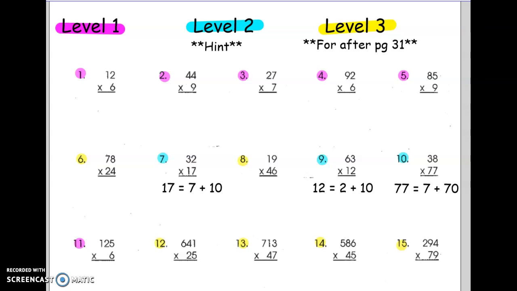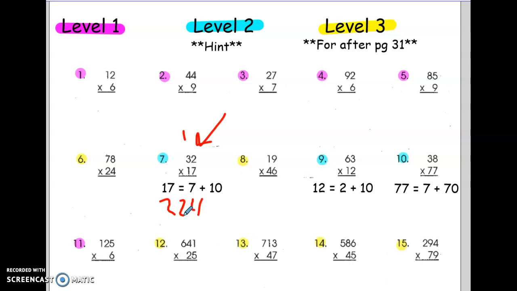All right, so I'm looking at number 7 right now. Are you looking at number 7? Well, our first step would be multiply 7 times 2, which is 14, right? We drop our 4, carry the 1. 3 times 7 is 21, plus that 1 is 22. So we have 224.